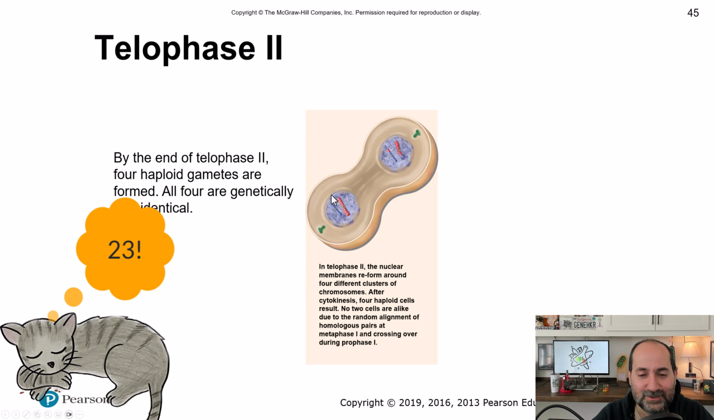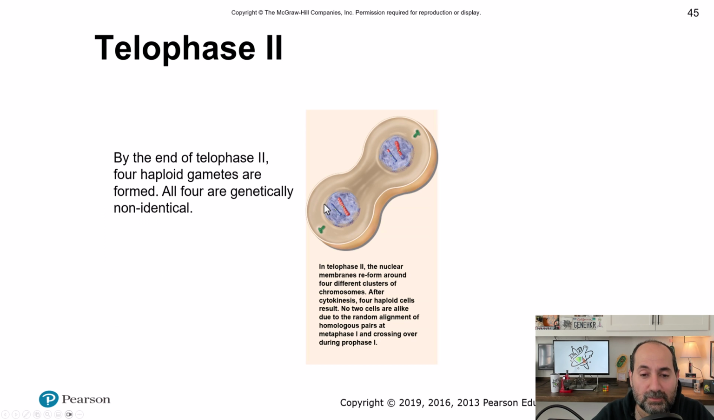That's right. 23 chromosomes per gamete. So each sperm cell will contain 23 chromosomes. Each egg would contain 23 chromosomes. So yes, you have one set of chromosomes in each of the gamete cells.